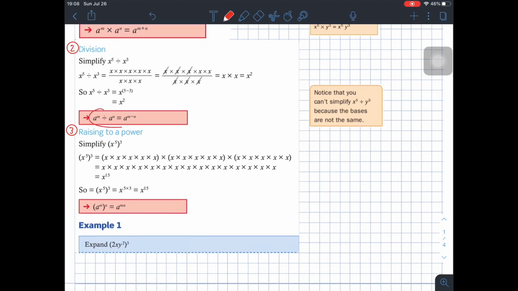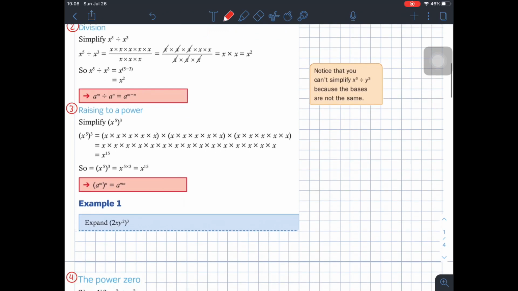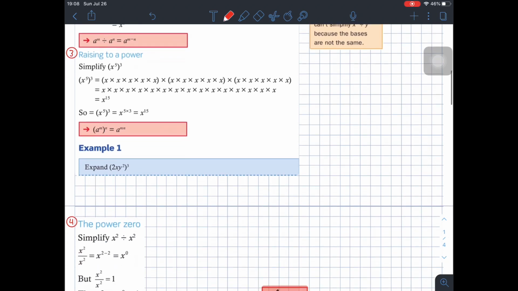So as a general rule, a to the power of m divided by a to the power of n is a to the power of m minus n. Once again, notice that you can't simplify x to the fifth power divided by y cubed because the bases are not the same. So the bases must be the same in order to apply these rules.